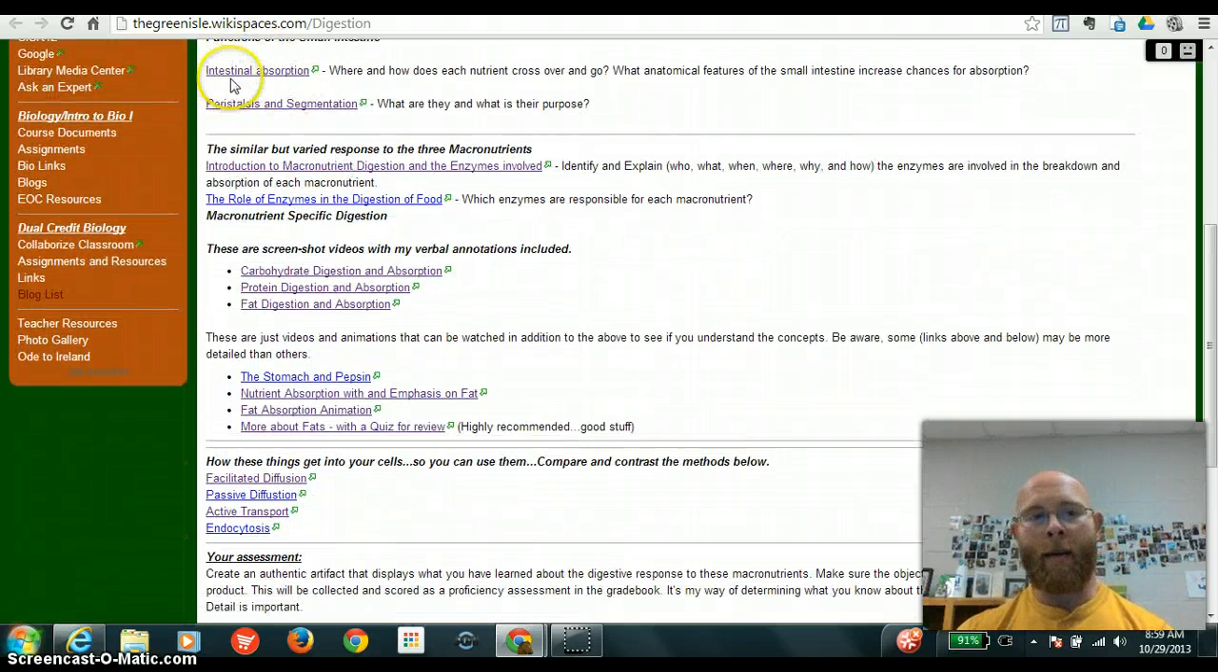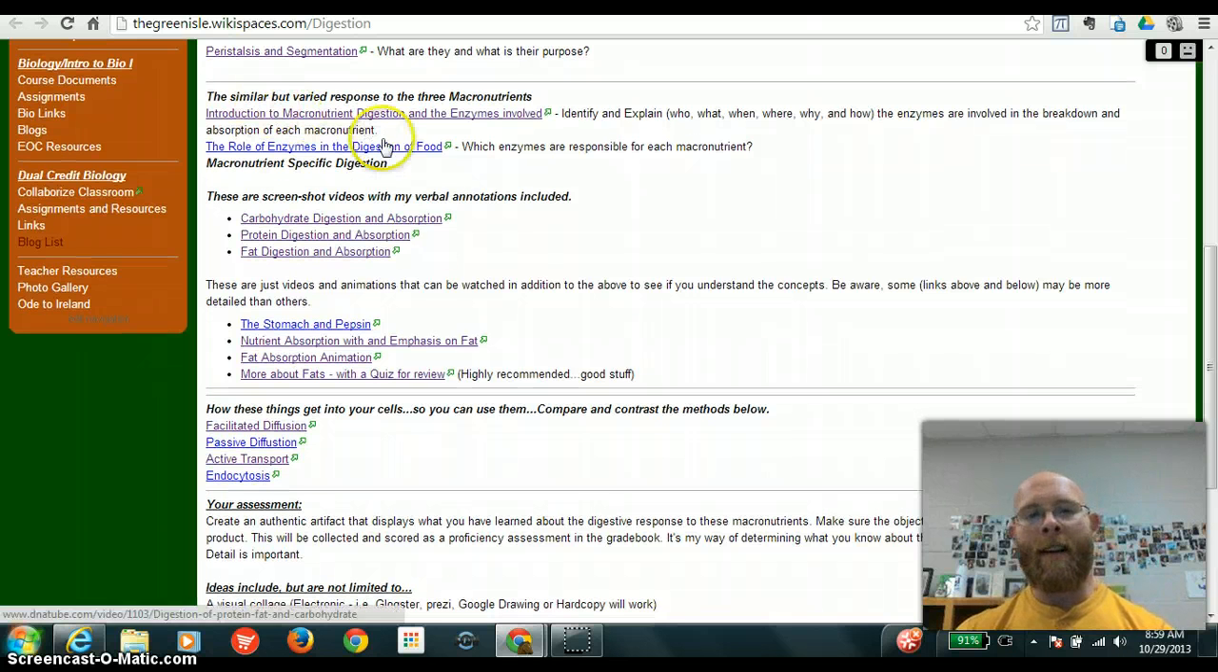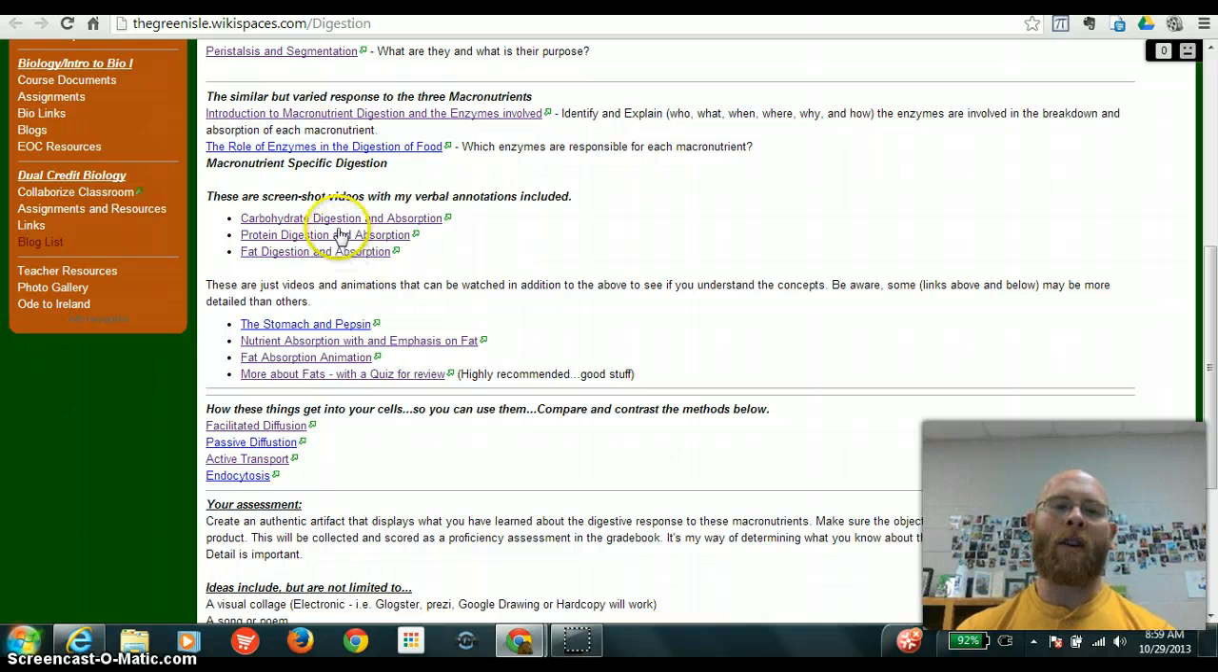Down here, of course, don't forget about some of these anatomical features and abilities that these things have that enable them to do their job. Take a look at those. But down here in this section, the similar but varied response to the three macronutrients, these first two links are kind of an introduction. These three links right here are YouTube videos that I created, basically walking you through three different animations. I'd stop it, pause it, give you some annotations, some pointers, things like that. Maybe an explanation to help you understand what's going on. So you can watch that, and replay it as many times as you need to help you understand what's going on.